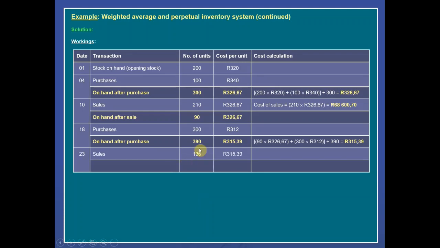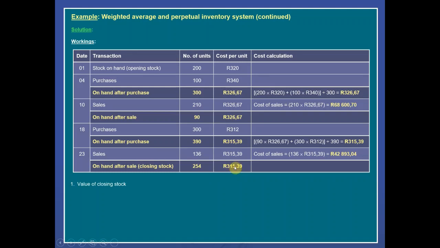Then on the 23rd, we sold 136 units. We sell it now at our new weighted average cost. So the cost of that sale will be the 136 units at the new weighted average price of 315.39, which results in 42,893 Rand and 4 cents. So now we have on hand the 390 minus the 136, which is 254 units at the 315 Rand 39 cents. So now we can determine the value of our closing stock.